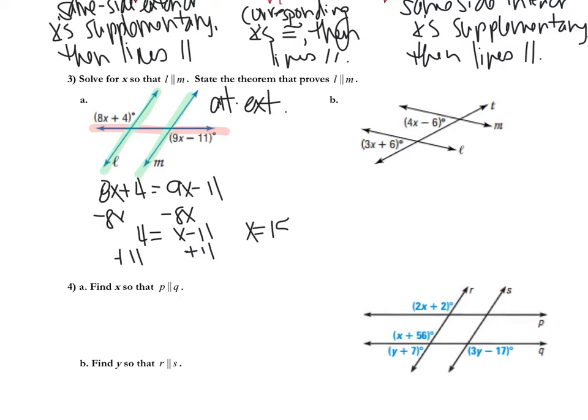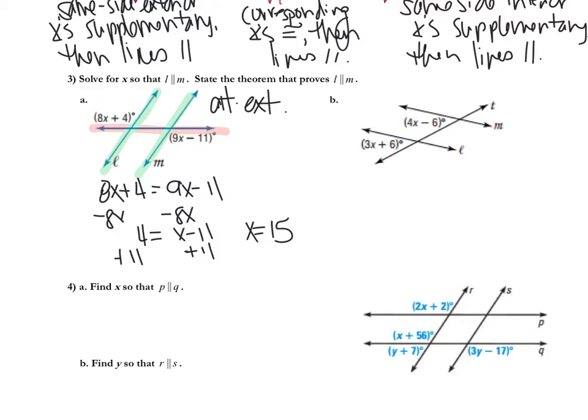So x equals 15. Okay? And then you can always double check your work and plug these back in and make sure that you get the same angle. Okay? Next example, first have to decide what type of angles that we have.